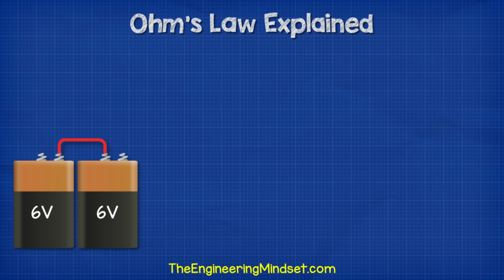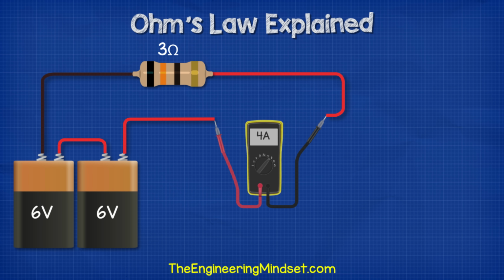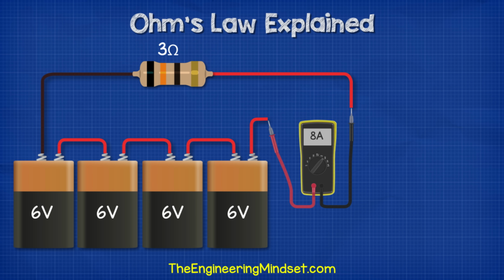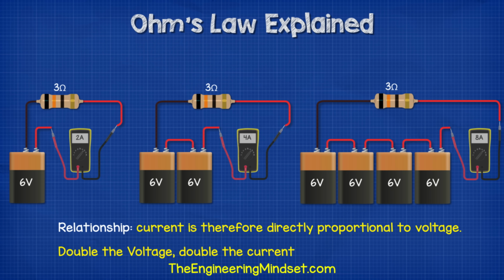Coming back to the circuit, if we now double the voltage by connecting two 6-volt batteries in series, we get 12 volts. If we now connect this to the same circuit, the current also doubles from 2 amps to 4 amps. If we double the voltage again to 24 volts, the current will also double to 8 amps. So what's the relationship here? We can see that current is therefore directly proportional to voltage. If we double the voltage, we double the current.